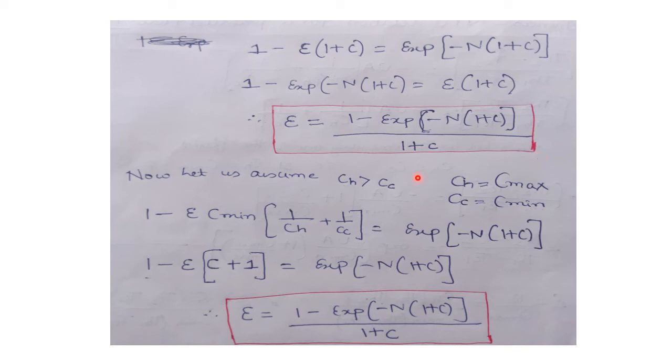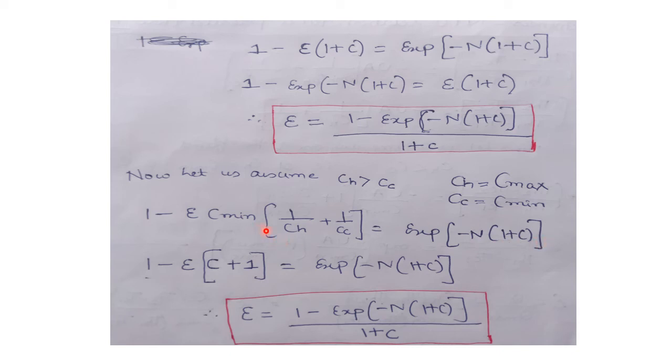Now, in the previous class, at the starting, we assumed CH as the C minimum. Now I will consider CH greater than CC. Here we will consider CC as the C minimum and CH as the C maximum. Taking directly from equation 2, let me write this equation: 1 minus epsilon C minimum in the bracket 1 divided by CH plus 1 divided by CC will be equal to exponential of minus N times (1 plus C). This is from equation 2.